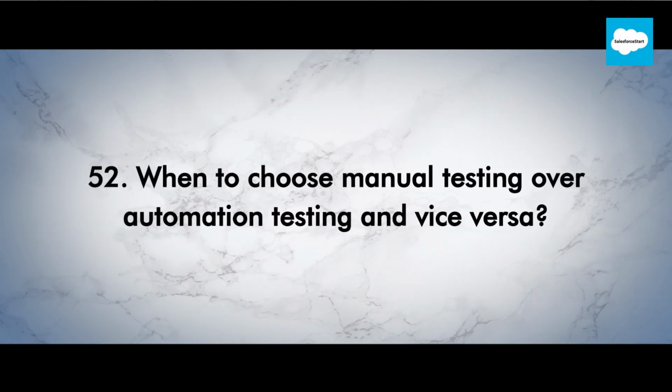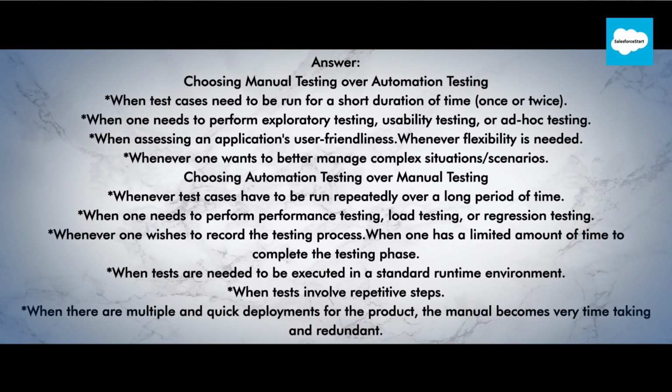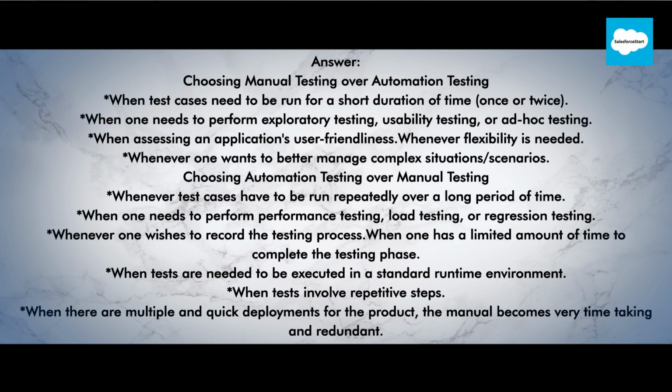52. When to choose manual testing over automation testing and vice versa? Answer. Choose manual testing over automation testing when test cases need to be run for a short duration of time, once or twice. When one needs to perform exploratory testing, usability testing, or ad hoc testing. When assessing an application's user-friendliness, whenever flexibility is needed. Whenever one wants to better manage complex situations and scenarios.